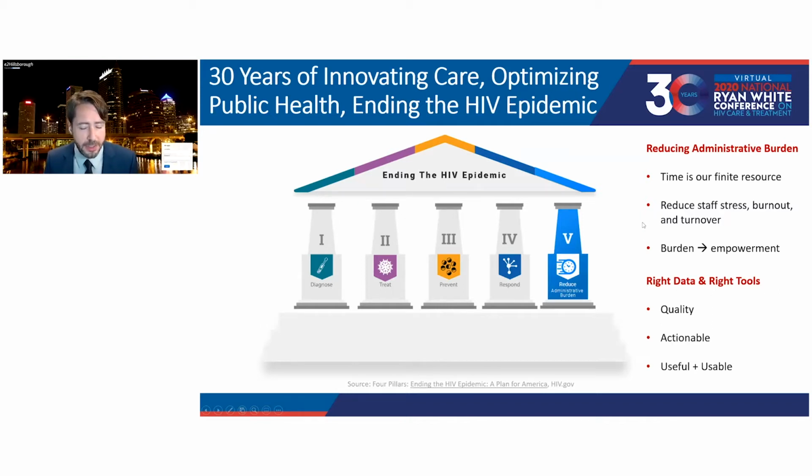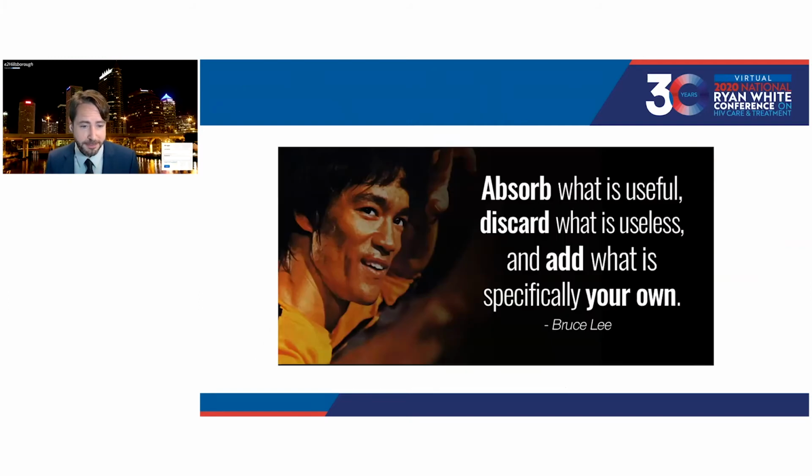And we want to look at the right data and the right tools. That means data quality is a very important theme throughout all of this. Timely, complete, accurate data is essential for all kinds of initiatives. We also want the data and the information to be actionable, something that someone can look at visually, click on, see who's falling out of care, for instance, and take action. And the tools themselves must be useful and usable. And that means user friendliness is very important. We don't want these systems to be barriers to folks.